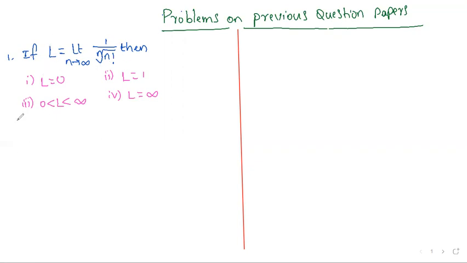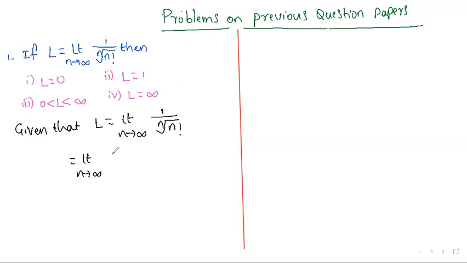What is the given statement? By using the given statement, we can solve the options. Given that, first write the given statement. L is equal to limit n tends to infinity 1 by nth root of n factorial. Now this can be written as limit n tends to infinity 1 by (n factorial) whole power 1 by n. Nth root means whole power 1 by n.